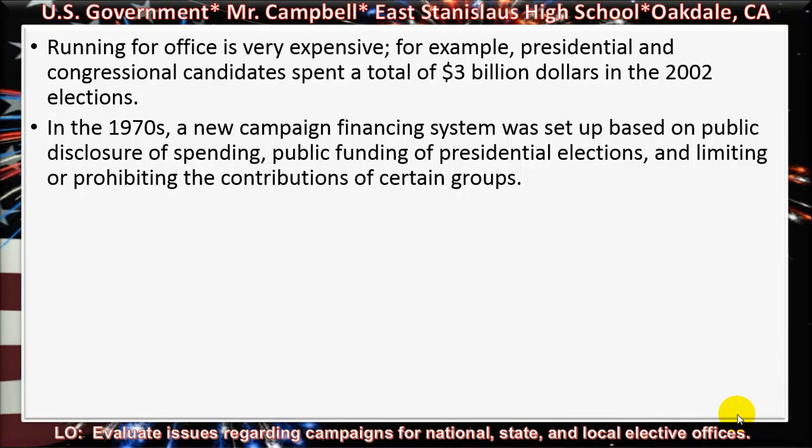In the 1970s, a new campaign financing system was set up based on public disclosure of spending, public funding of presidential elections, and limiting or prohibiting the contributions of certain groups.